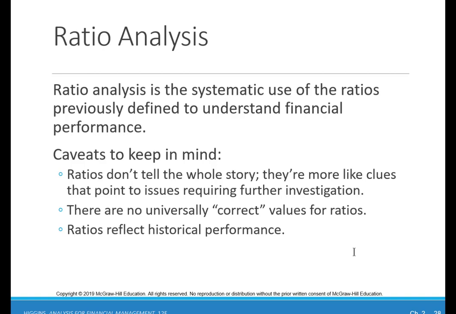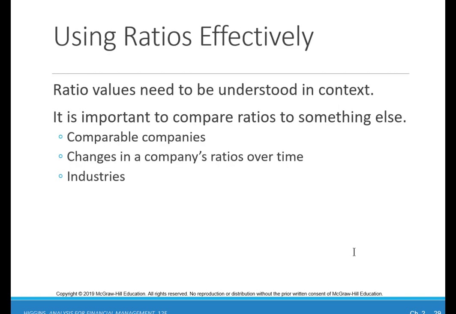In addition, obviously, I can look at history. Am I getting better or worse? Part of that, though, is that ratios do reflect historical performance, right? They don't necessarily predict anything that's going to happen moving forward. So again, kind of concluding here, right? With ratios, you have to understand the context with which you're seeing the variables. We've talked about making comparisons, right? So everything has to be done relative to something else.